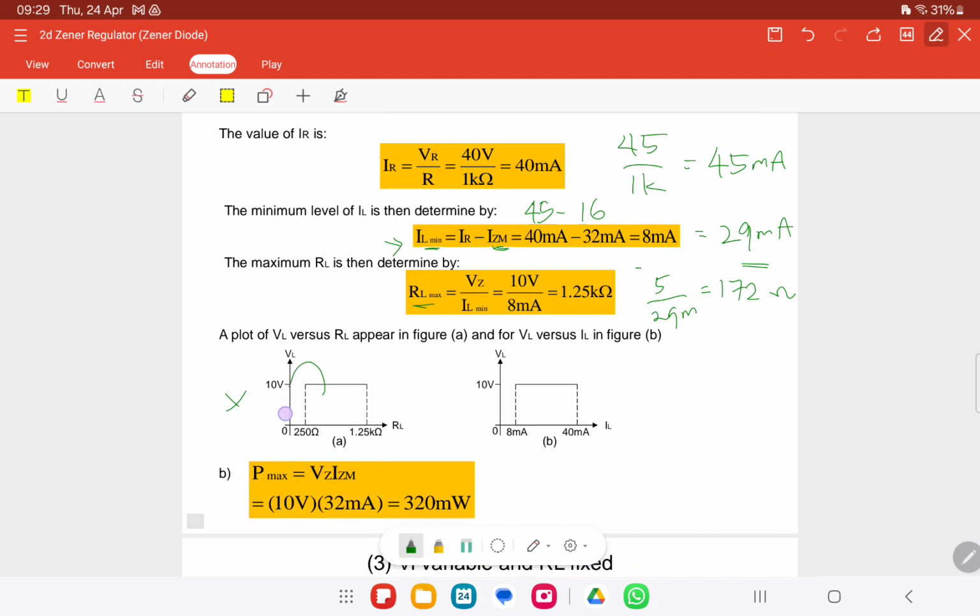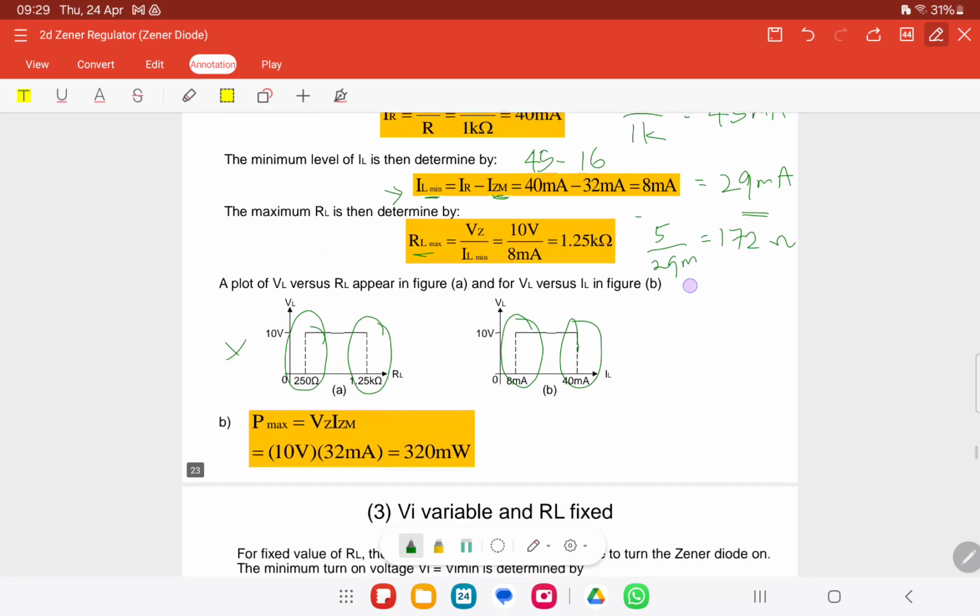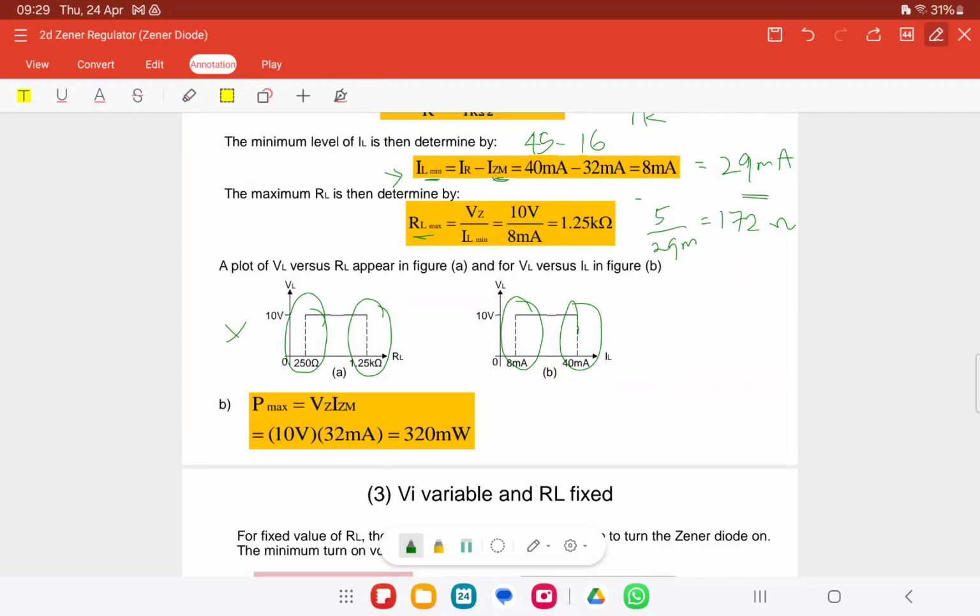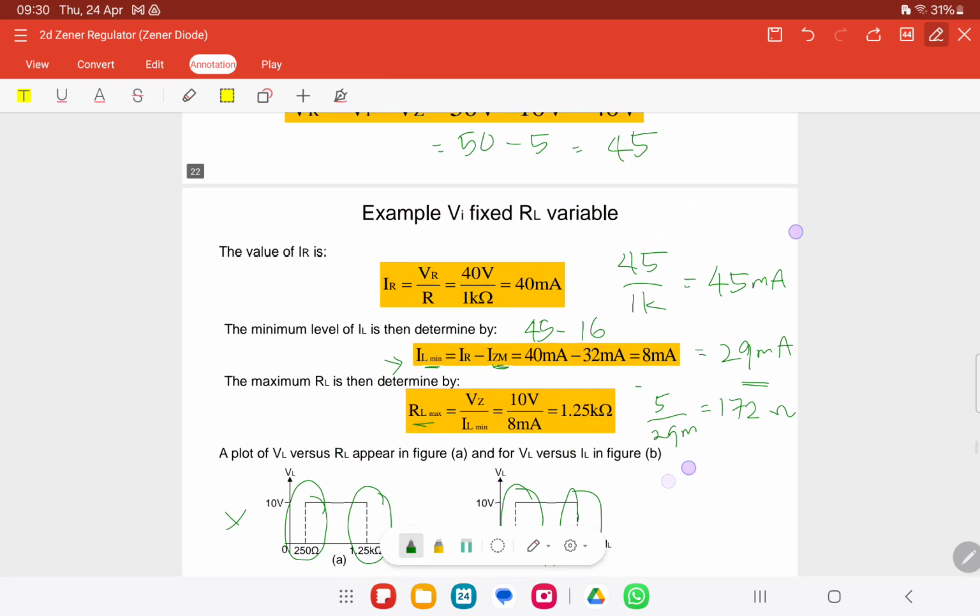If it is minimum RL, it will be maximum I. Sebab dia terbalik. Maximum value resistor, minimum current. If it is maximum resistor, minimum current. Okay, so this is only the current that flow, the allowed current to flow. Kalau soalan suruh cari power, then you cari je lah power. Okay, alright, so this is the second one.